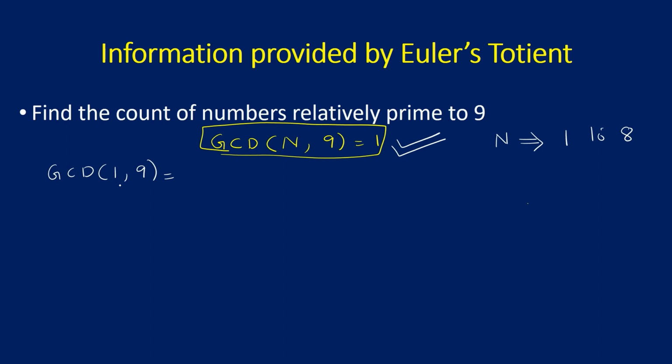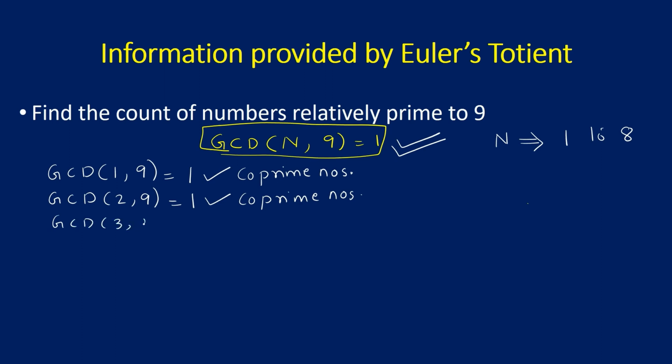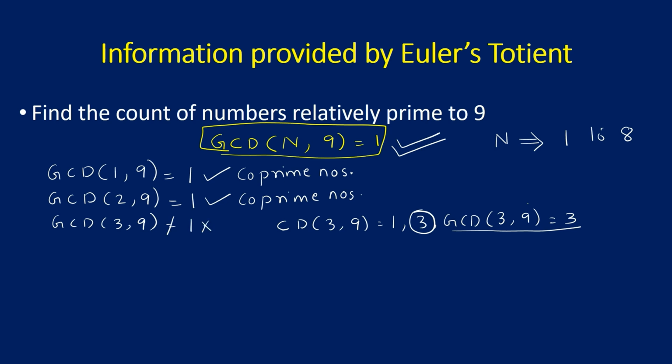So if you check the GCD between 1 and 9, the common divisor between 1 and 9 is 1, and hence 1 and 9 are co-prime numbers. Let us now check GCD between 2 and 9. The common divisor between 2 and 9 is 1. There is no other common divisor between 2 and 9. Therefore 2 and 9 are co-prime numbers. Now let us check GCD of 3 and 9. The common divisors between 3 and 9 are 1 and 3, therefore the GCD of 3 and 9 is 3, and since GCD of 3 and 9 is not equal to 1, 3 and 9 are not co-prime numbers.